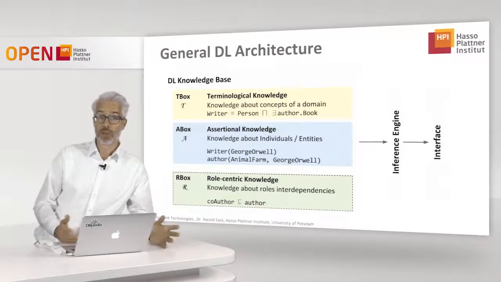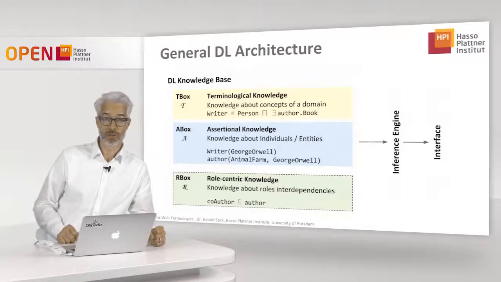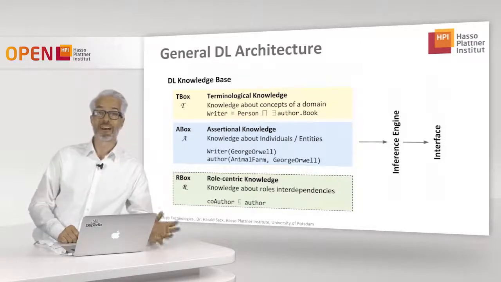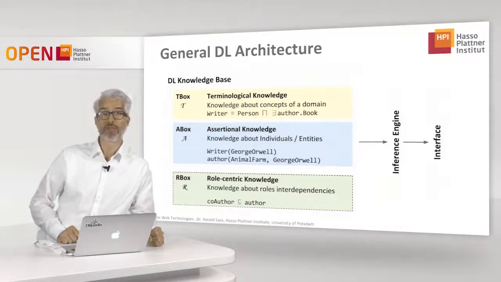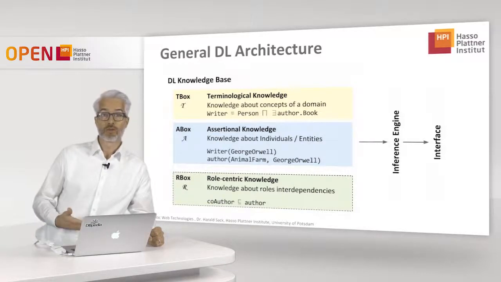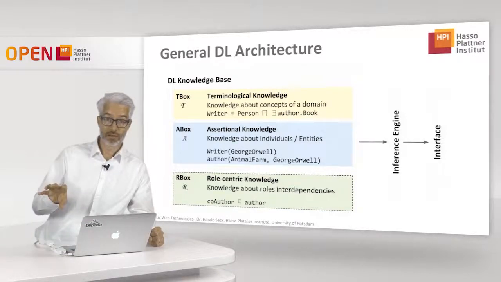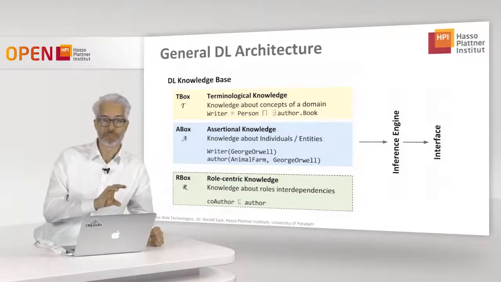We know we have a T box, which is the part of the knowledge base which contains the so-called terminological knowledge, so knowledge about classes. In this case, we also call them concepts of a domain. And we have the A box, which is the assertional knowledge, the part of the knowledge base which covers knowledge about individuals and entities.